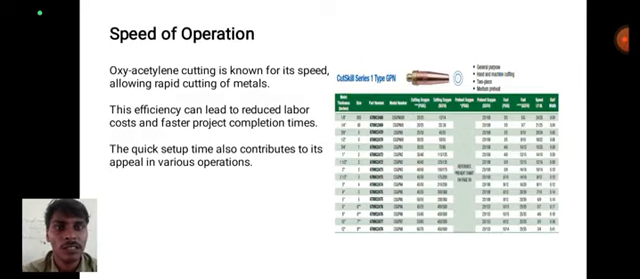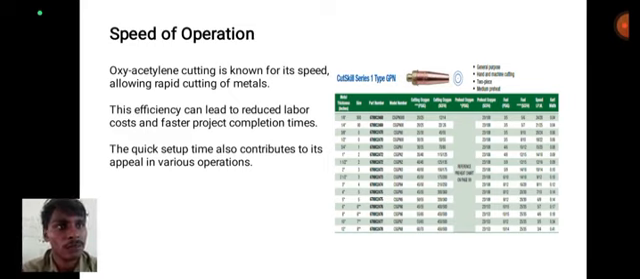Speed of operation. Oxyacetylene cutting is known for its speed, allowing rapid cutting of metals. This efficiency can lead to reduced times, and the quick setup contributes to its appeal in various cutting tasks.